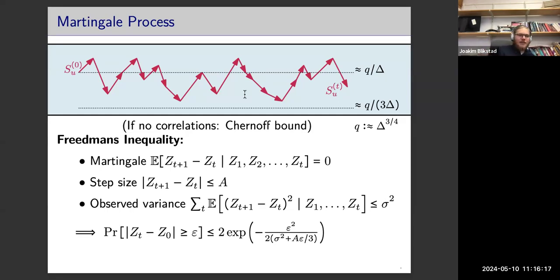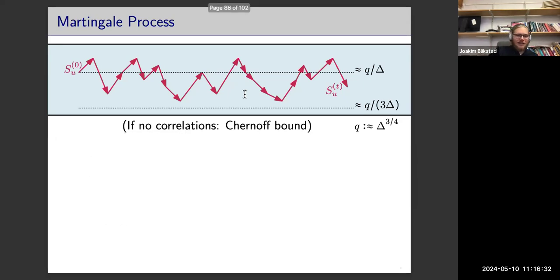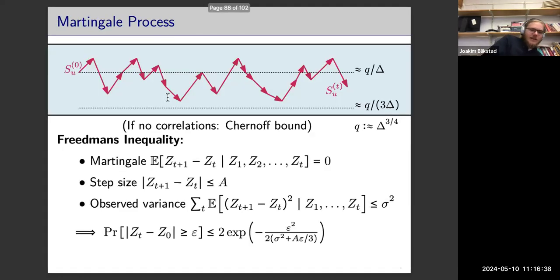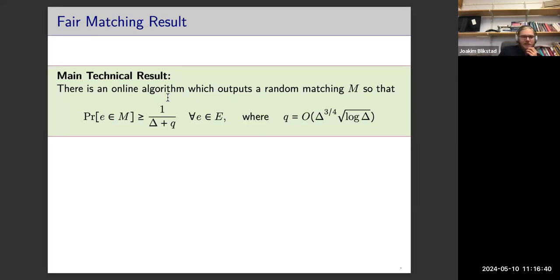Okay, and that's basically the whole analysis of our algorithm. Yeah, it's not super complicated. The paper turns out to be pretty short, but the main idea is this really cool thing to model it as a martingale process, where you have these values P which change over time. So this concludes the main technical result, where we managed to show that there is some online algorithm which outputs a matching M, where each edge is matched with probability at least 1 over delta plus Q, where Q is something like this for the concentration inequalities to work out. In particular, this is little-o of delta.